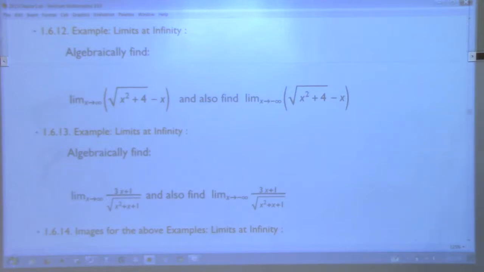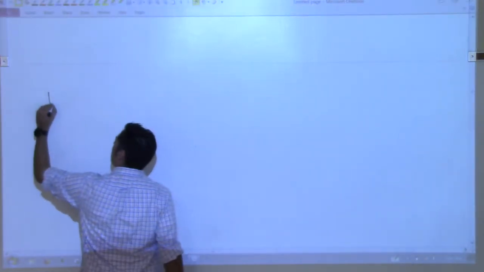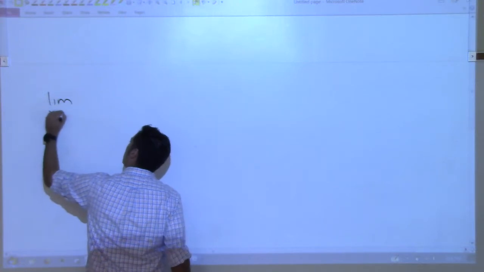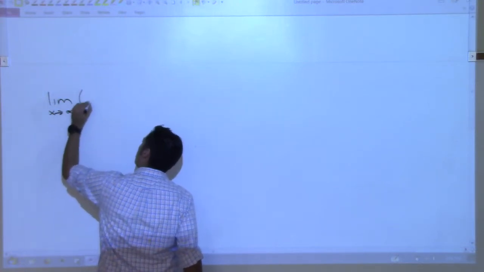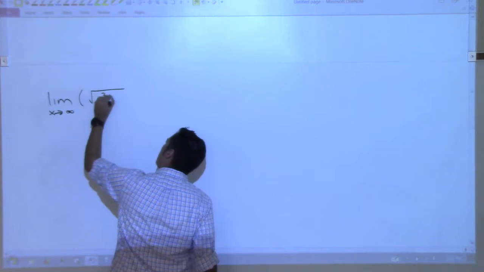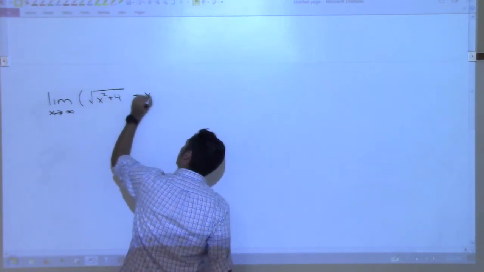Okay, let's look at something different. Limit x goes to infinity of the square root of x squared plus 4 minus x.